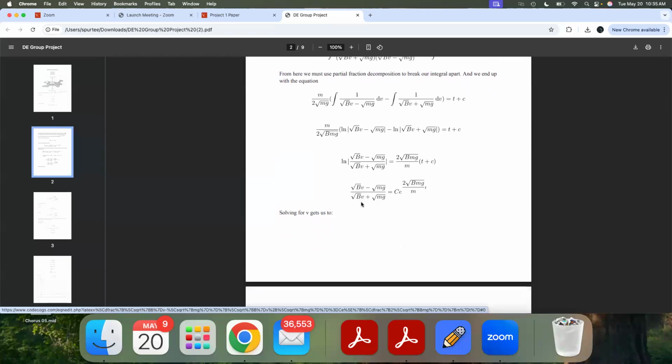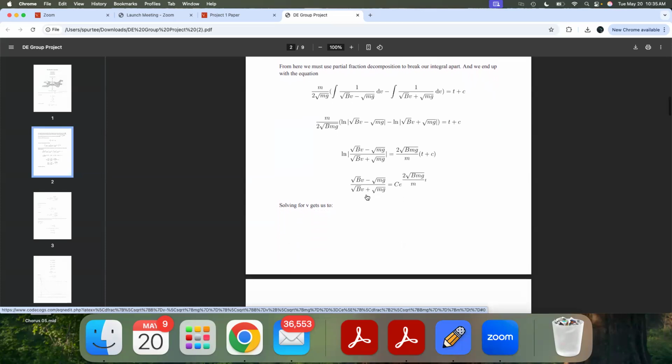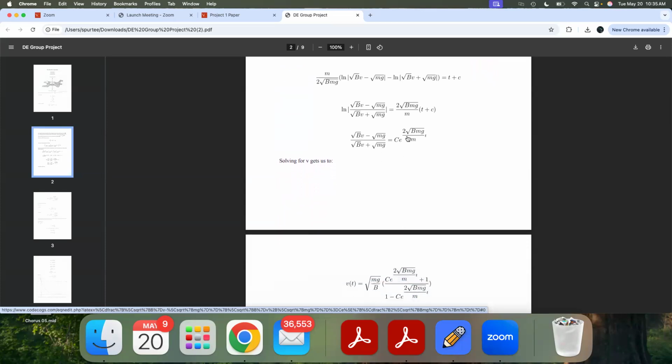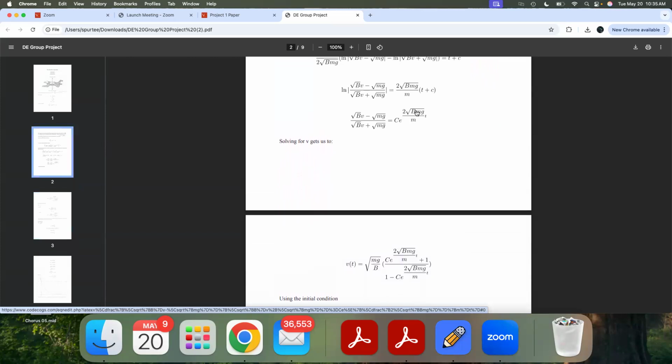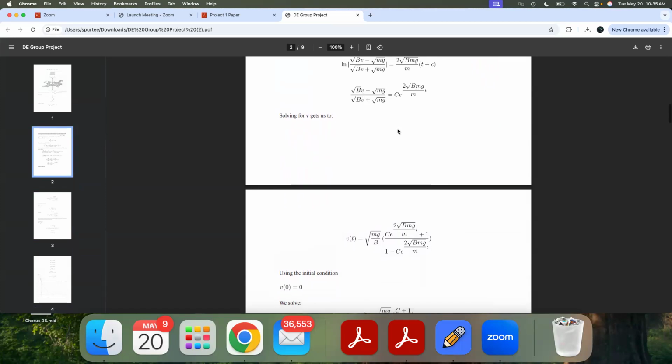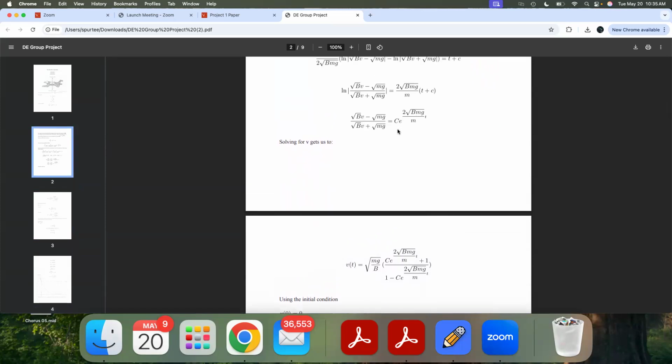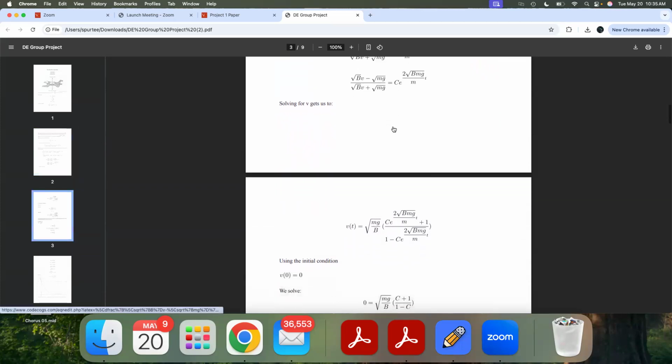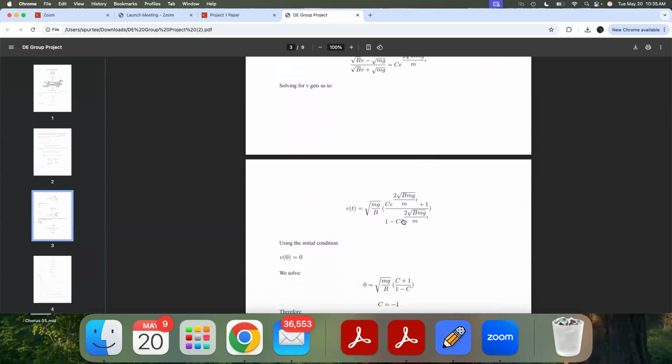Now, again, we're trying to get v by itself. So now we have to algebraically solve this for v. So cross multiply. And then you want to collect like terms, get v by itself. There are several steps in there. Again, this group should have shown more steps, but that's your job, to figure out all these steps. You're going to end up with something that looks like this.